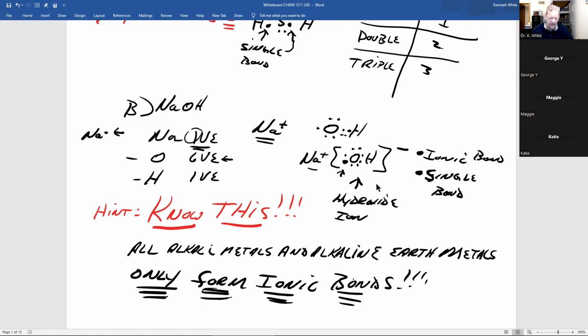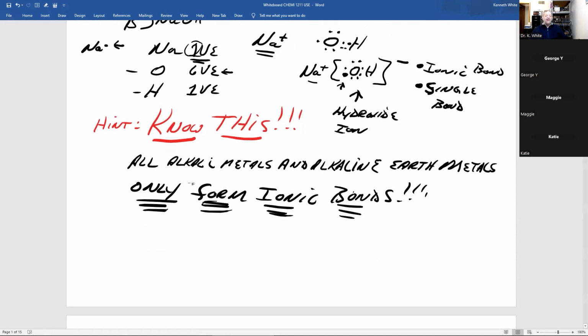Let me go through this again. Draw the Lewis structure for sodium hydroxide. We look at how many valence electrons. Sodium has 1, oxygen has 6, hydrogen has 1. All right. Now, hint, know this. All alkali metals and alkaline earth metals only form ionic bonds.